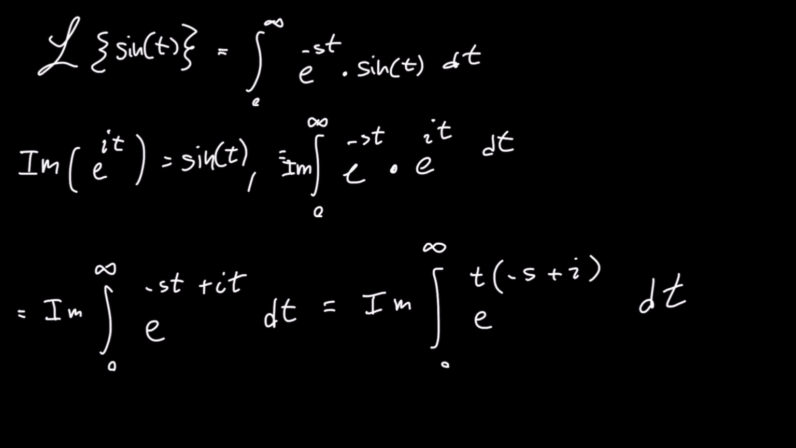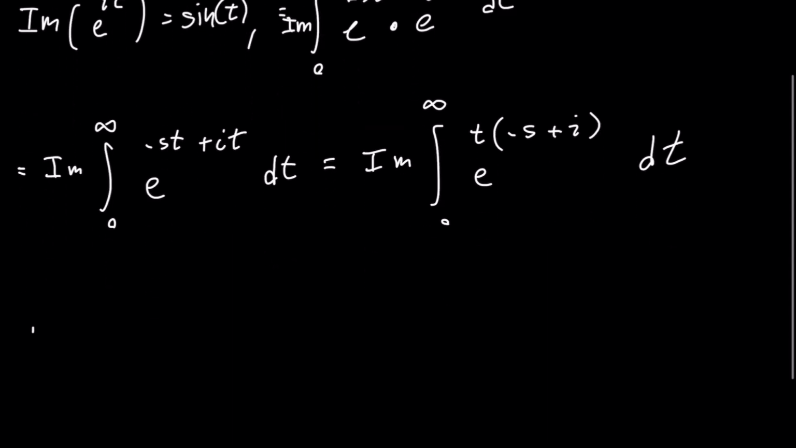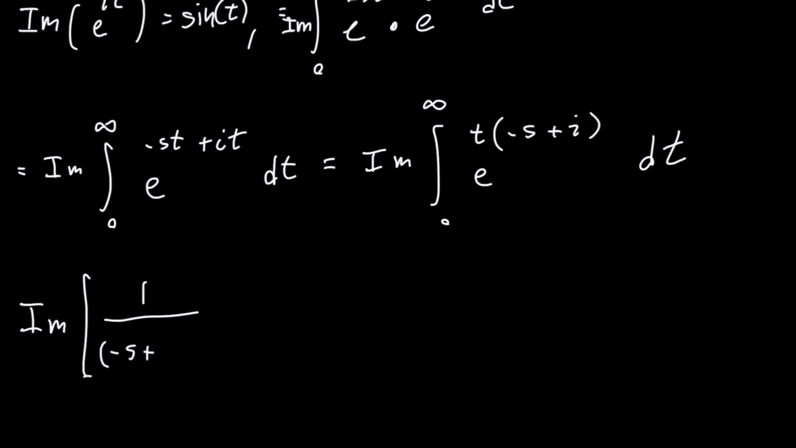Now we have to integrate this function. So we have the imaginary part of 1 divided by negative s plus i, times e to the t power times negative s plus i, where you evaluate this from t equals 0 to t approaches infinity.